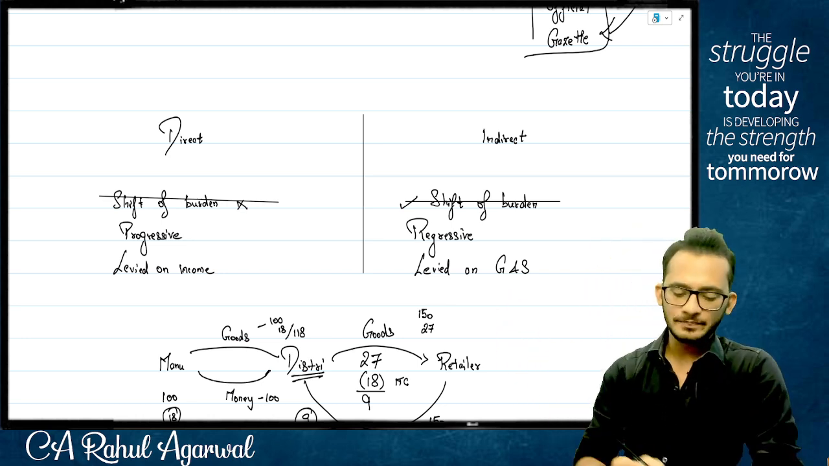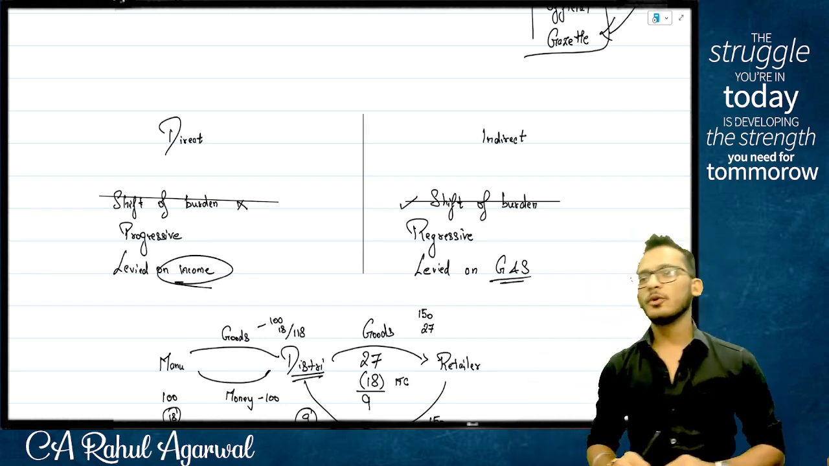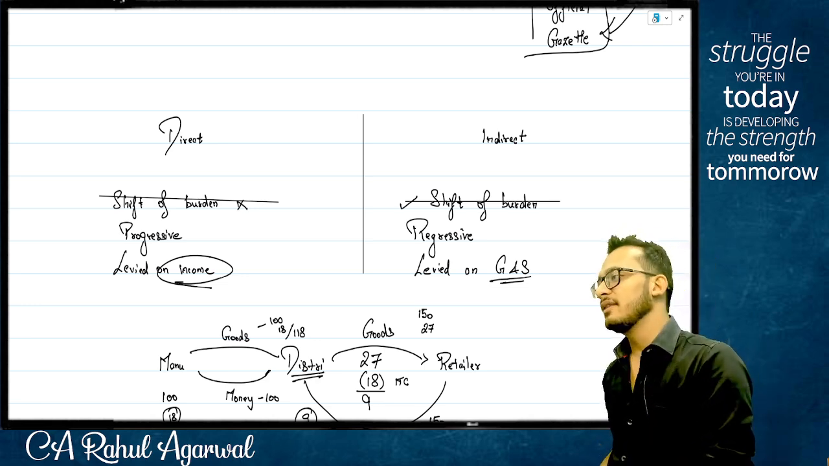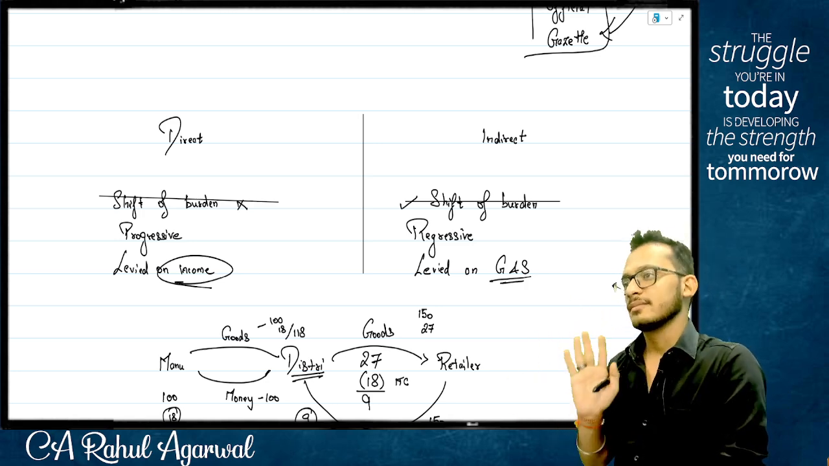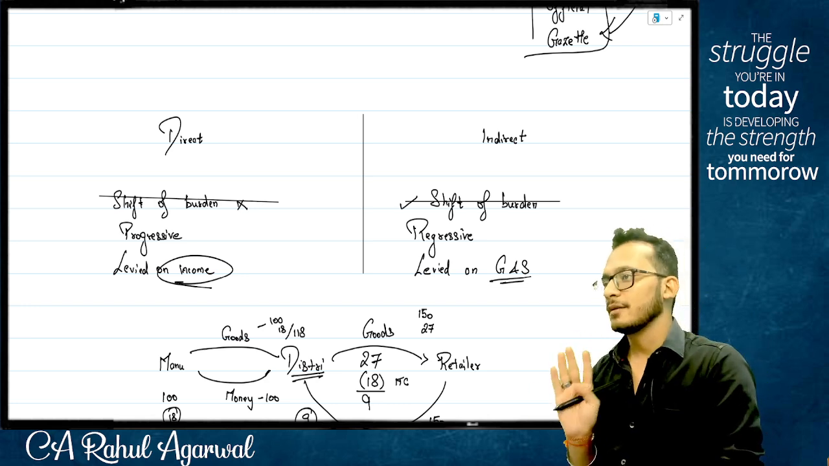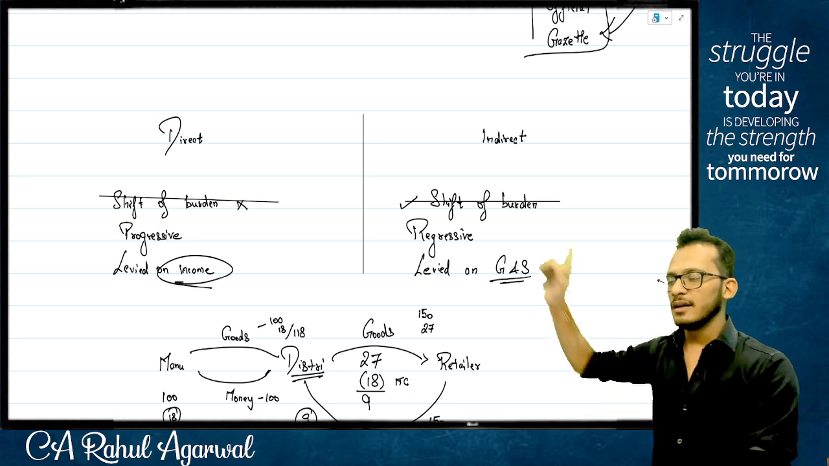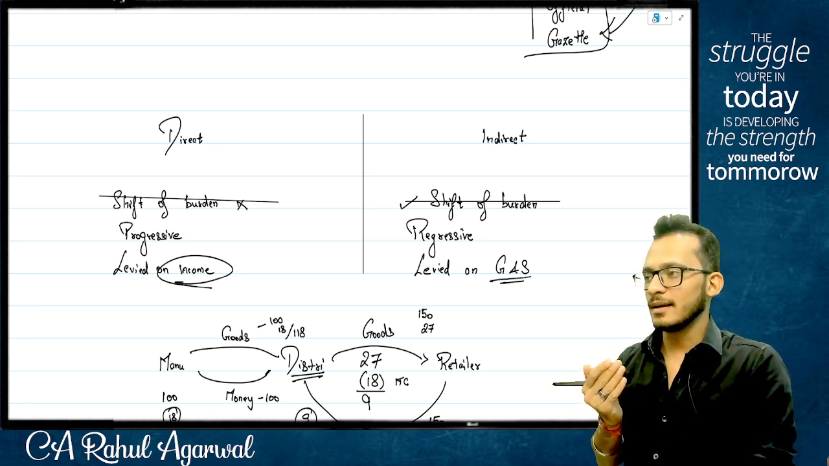And the last one is true. If you have an income levied tax, this is direct tax. If you have a goods levied tax, it is indirect taxes. For me, the last one is the only difference. From my perspective, the last one is the only right difference which can be taken into consideration. Shifting of burden and all is a myth. Yes, it is there in your study materials, which is completely wrong.